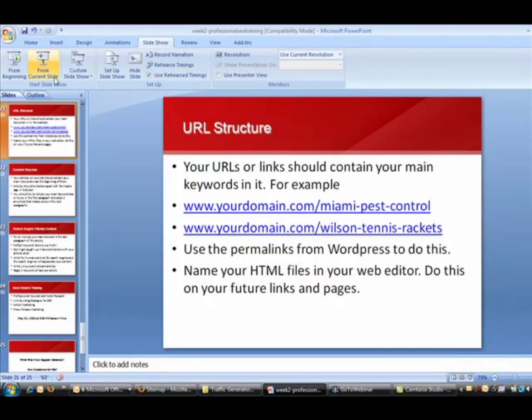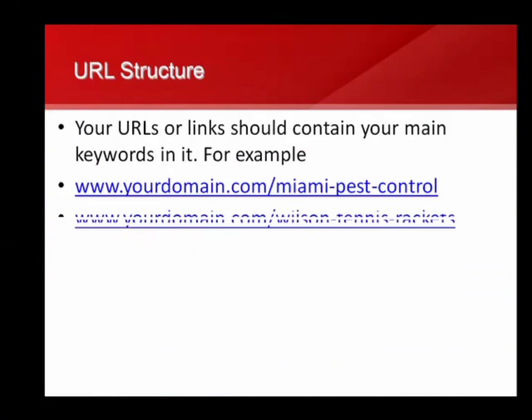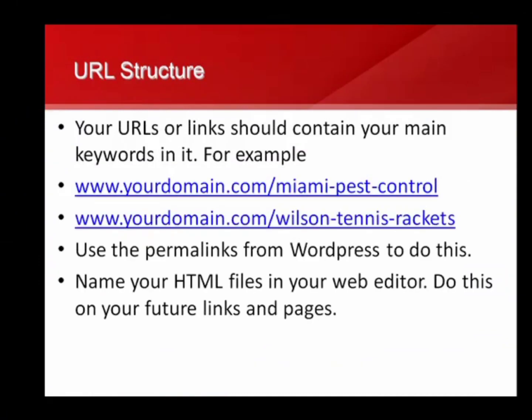Okay, so the next thing you do here is you want to make sure that you have your keyword phrase separated by the dash. And if you have WordPress, you want to use the permalinks from WordPress to do this. You also want to name your HTML files in your web editor, and you want to do this on your future pages. So if you're using, let's say, FrontPage, for example, and you go to File, Save As, because that's how you save your pages when you create them, just save it as Miami-pest-control, your-keyword-here, you get the idea.